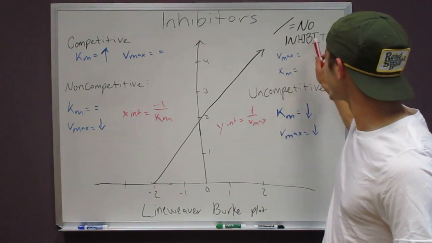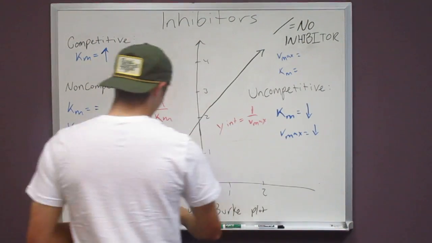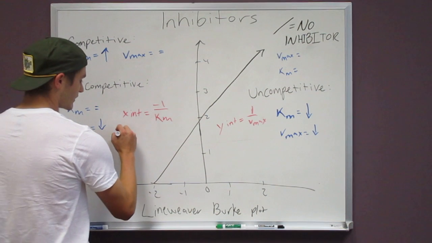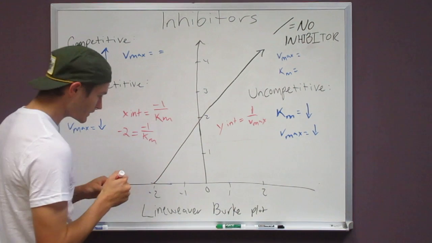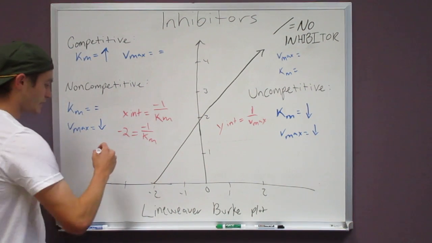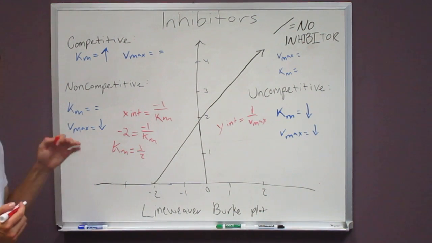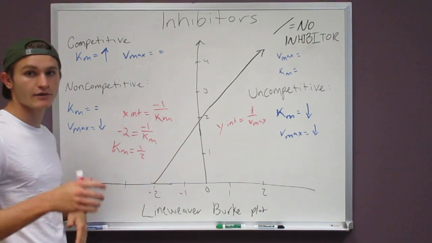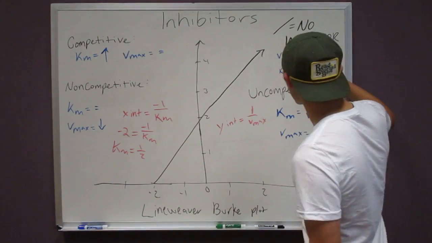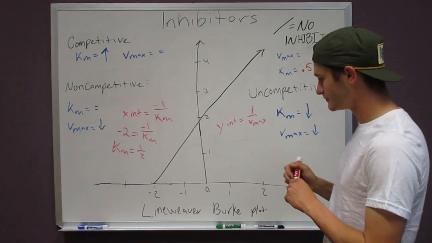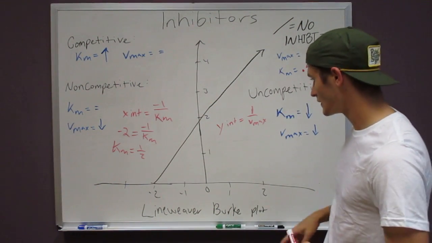So what is the Km for the no inhibitor? This is a -2. So we're going to plug in -2 into the x-intercept equals -1 over Km. Simple algebra, Km equals -1 over -2, which equals, two negatives make a positive, 1/2. So Km will be 1/2 or 0.5 for the no inhibitor. And I hope you guys see what I did.